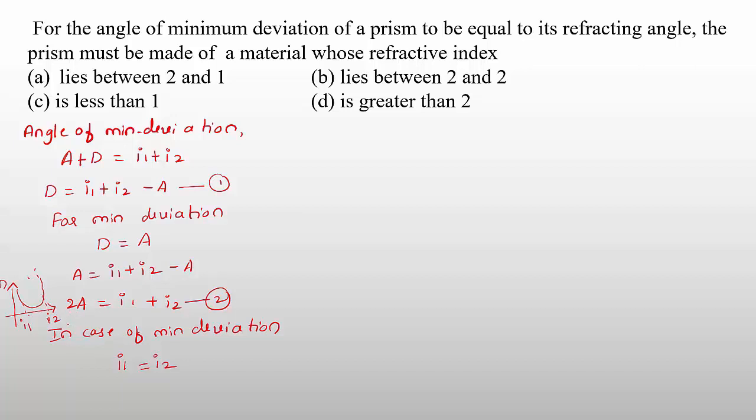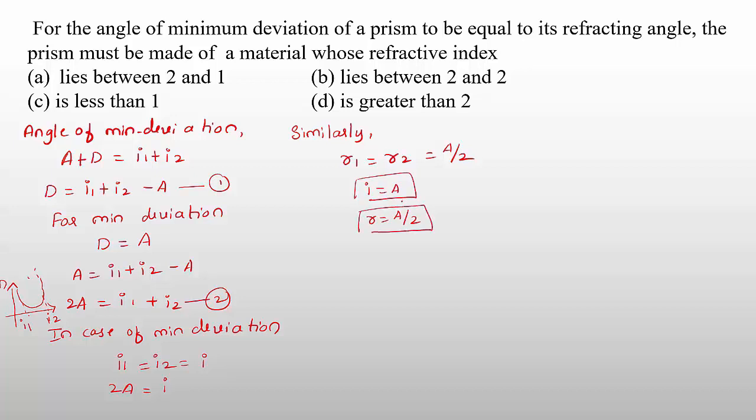So the above equation can be written as 2A equal to I1 plus I2. Both are equal here. Let us take in general I1 and I2 as I. So 2A equal to 2I, that is I equals A. Similarly, for the angle of refraction, we can write R1 and R2 are equal. So R1, R2 is equal to A by 2. Right? That means the angle of incidence we got is A, and the angle of refraction is A by 2.